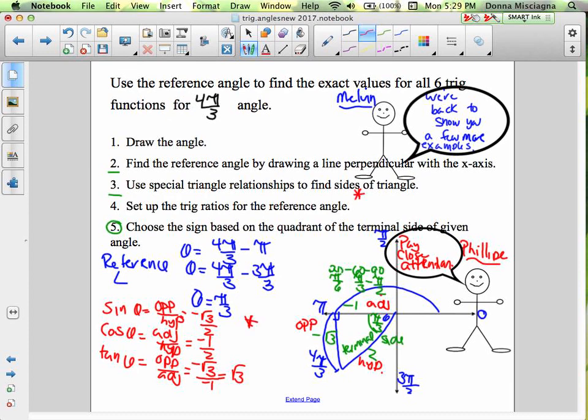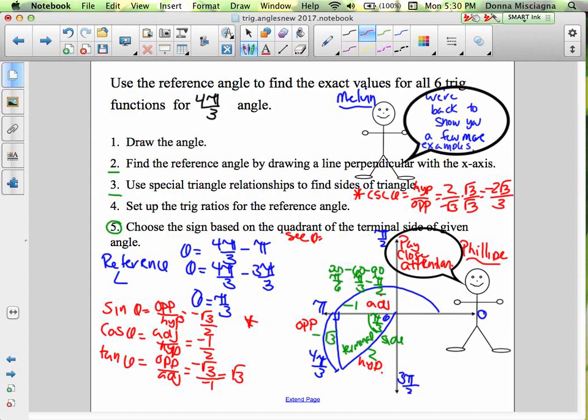All right, and so our next ratio is, of course, the reciprocal of sine, which is cosecant theta, and that's going to be the hypotenuse over the opposite. So that's going to be 2 over negative square root of 3, and when we rationalize that, that's going to be negative 2 square roots of 3 over 3, because we usually just put the negative in the numerator. There's cosecant.